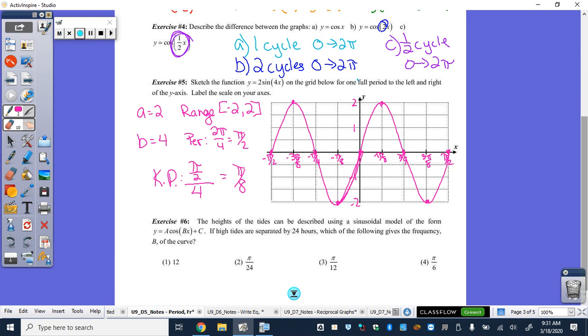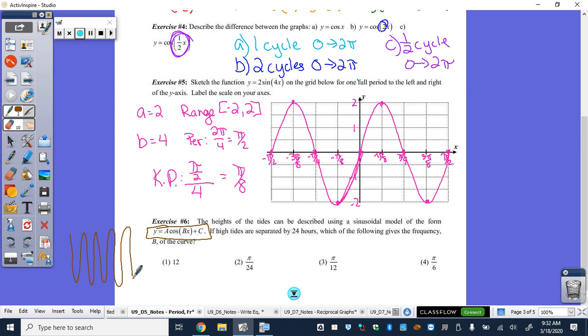So the heights of the tides can be described using a sinusoidal model of the form y equals a cosine bx plus c, because tides, if you think about it, high tides, low tides, follow a periodic function. You have high tide, and then you go to low tide, and then you go back to high tide, and then low tide, high tide, low tide. So it creates a sinusoidal function, as we call it.